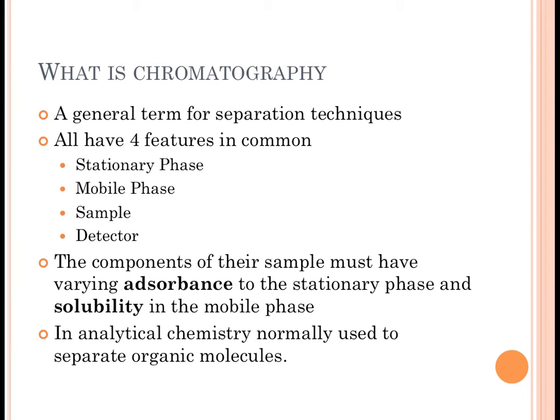It's a separation technique, and there are lots of different ones. All of the separation techniques that are called chromatography have a stationary phase, which stays still, and a mobile phase that moves. They also have a sample that you are separating and a detector, something that measures the separation. The reason they're separated is because the things in the sample will have a varying adsorbance to the stationary phase and solubility in the mobile phase. So the more soluble they are in the thing that moves, the more they'll move, or the faster they'll move. The more they adsorb or stick to the stationary phase, the slower they'll move or the less they'll move.